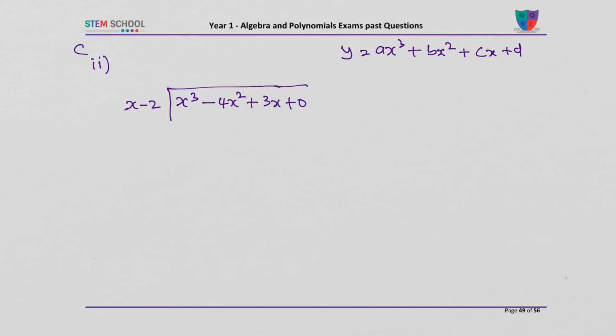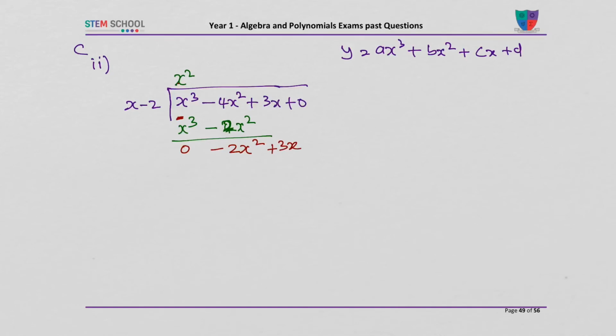What can I multiply x by to get x cubed? That would be x squared. X squared times x is x cubed. Then x squared times minus 2 is minus 2x squared. Draw a line. Take away. X cubed minus x cubed will be 0. Minus 4x squared minus minus 2x squared will be minus 2x squared. We need to bring down 3x.